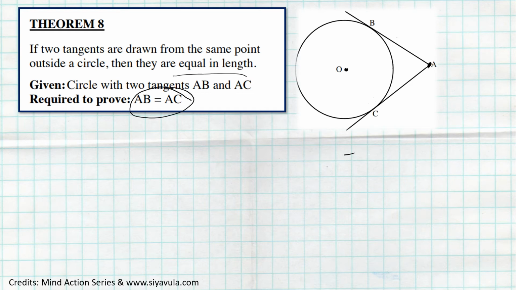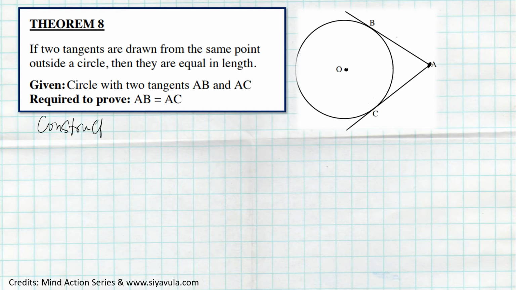And we are required to prove that. So long as they come from the same point, we can deduce that their lengths are the same. So let us now prove this theorem. We are required to prove that AB is equal to AC, given a circle with two tangents AB and AC. So how do we prove this theorem? We're going to start with our construction.